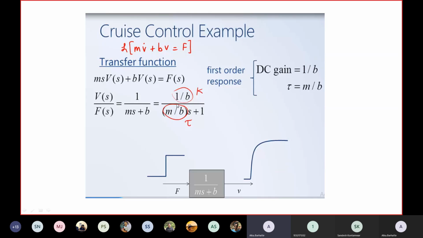As we just discussed, we are interested in the speed, which we want to be constant all the time, and the input responsible for driving at that speed is force. So the output is the velocity or speed of the vehicle, and the input is the force applied to the vehicle. This output by input gives us the required transfer function, 1 upon ms plus b, where m is the mass of the vehicle and b is the frictional coefficient.